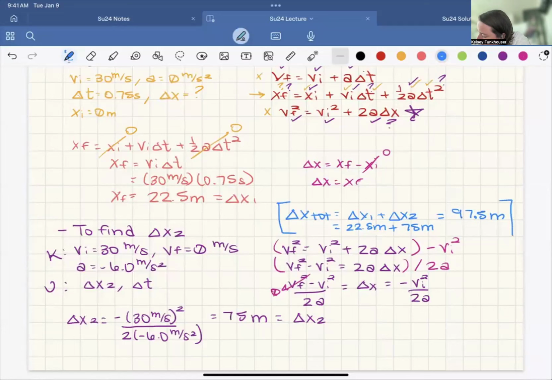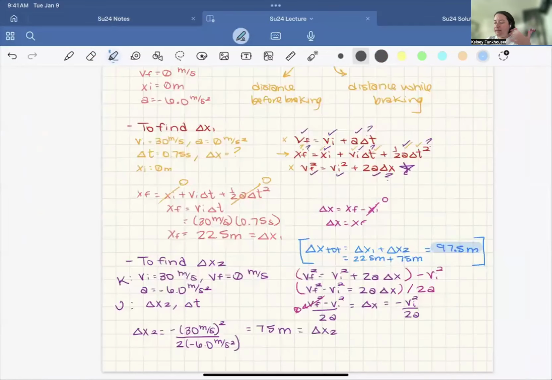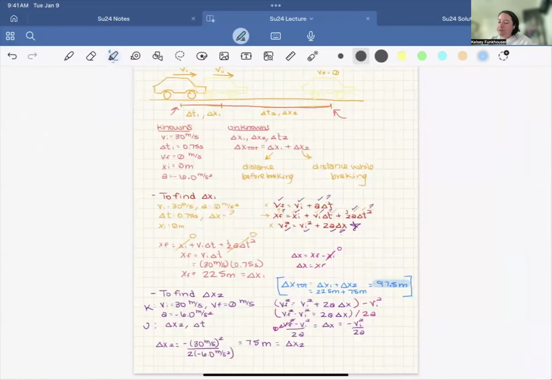So there is our answer. And that is the process for solving it. And you'll notice that, again, I had to break this one up into these different chunks and look at the knowns and unknowns for each of those chunks of time.